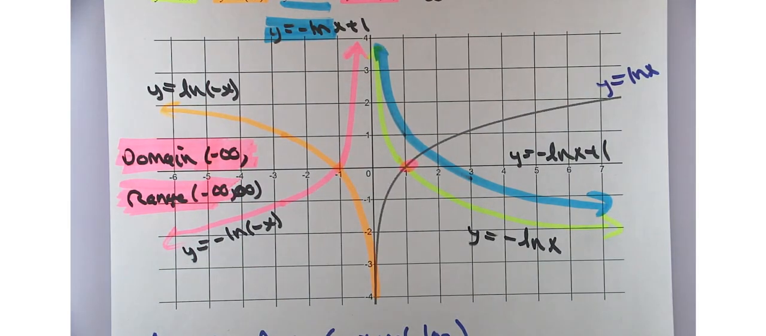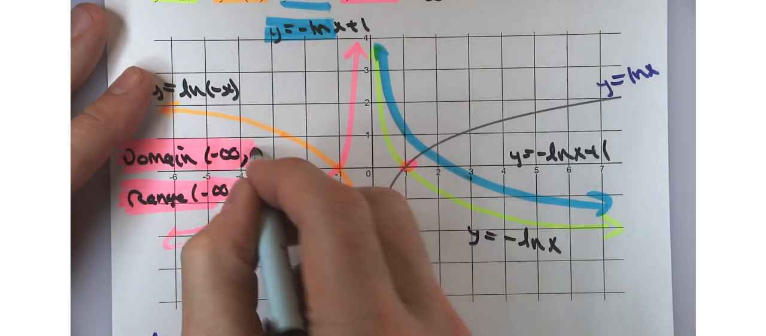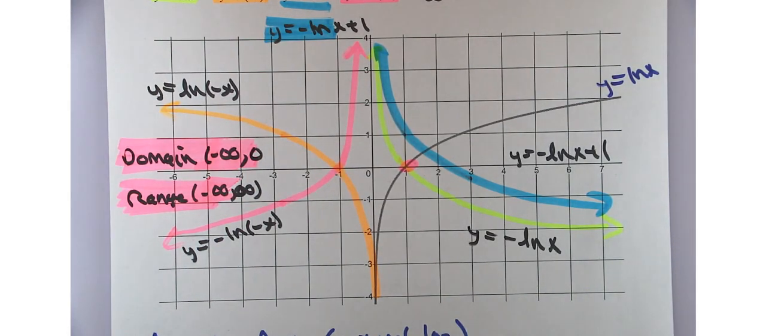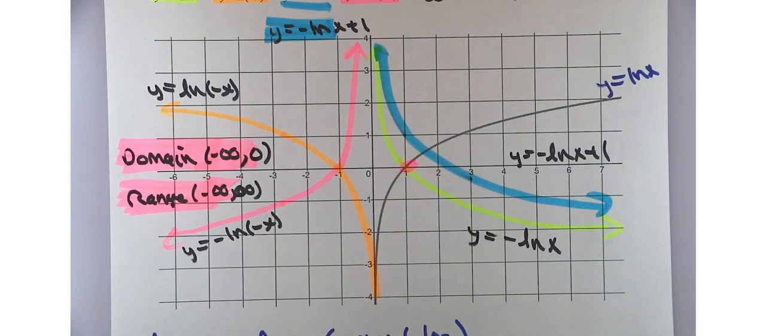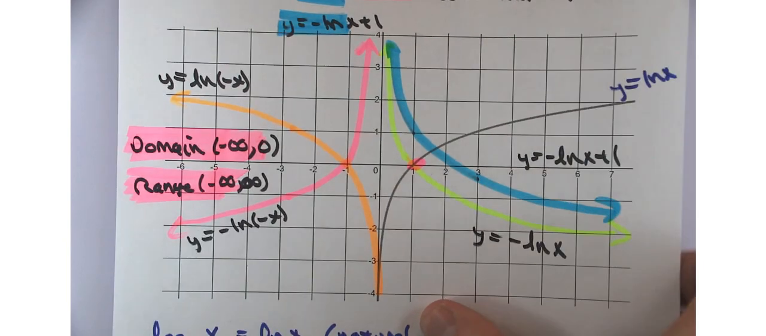Does 0 get a bracket or parentheses? Jeff, what do you think? Parentheses, because yeah, it's not going to quite touch 0. Awesome. Thank you, Will and all. All right.